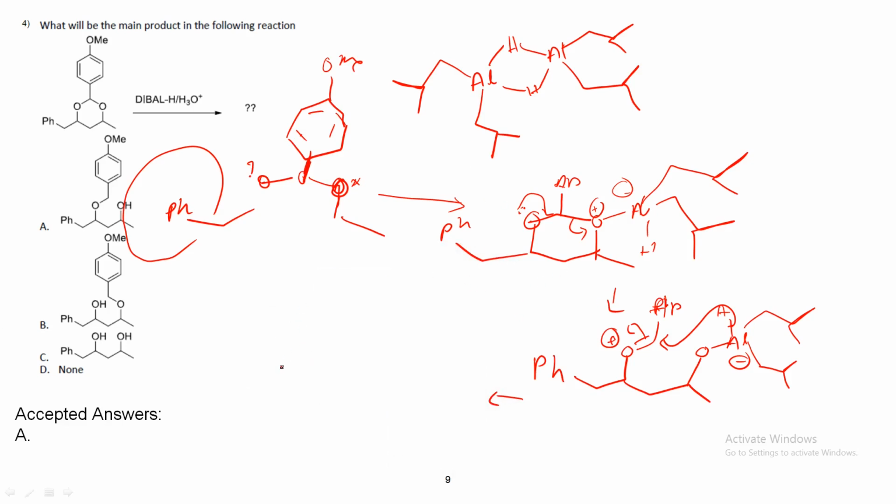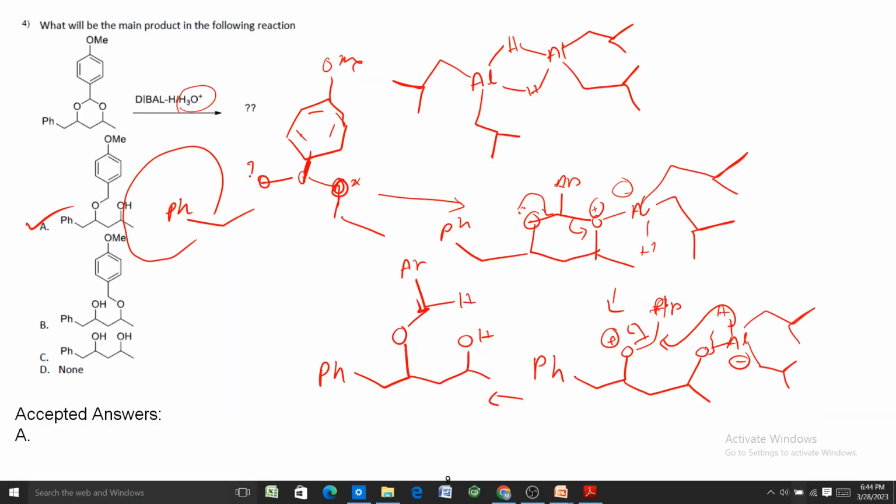So after this attack, it is reduced by the hydride group. The aromatic ring is there, hydride is there, and in H3O+, this particular acidic condition, this oxygen-aluminium bond can be cleaved. So here we generate OH. Now if we compare with the possible options, it is matching with A. That's how we can say A would be our right answer.